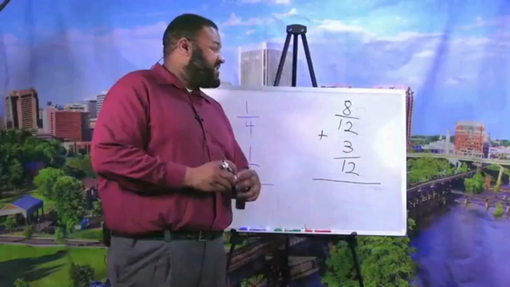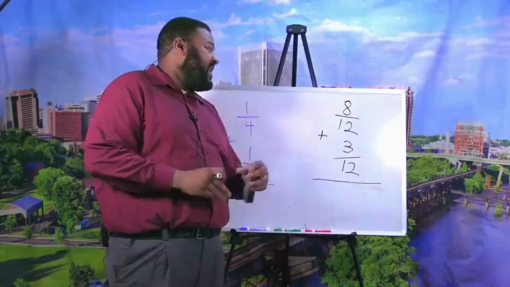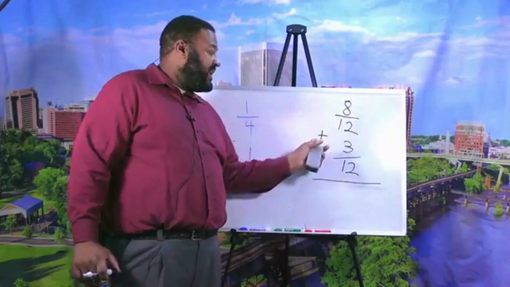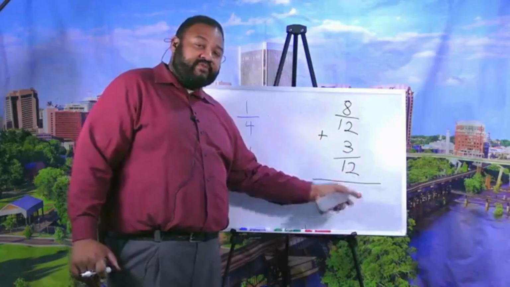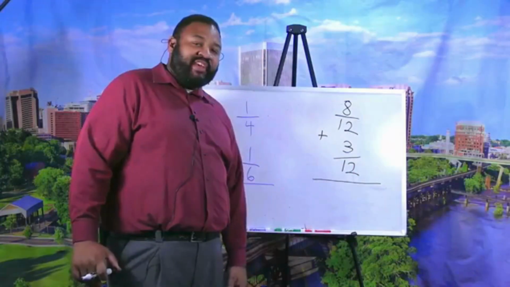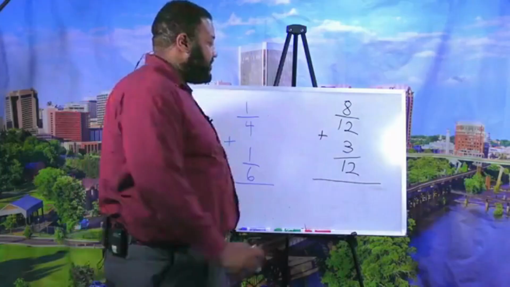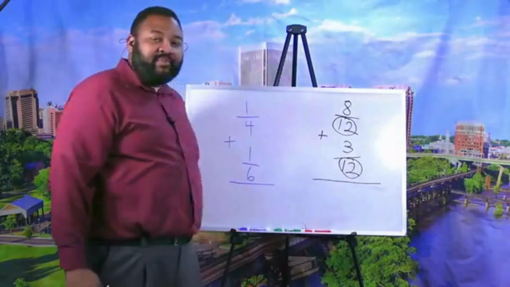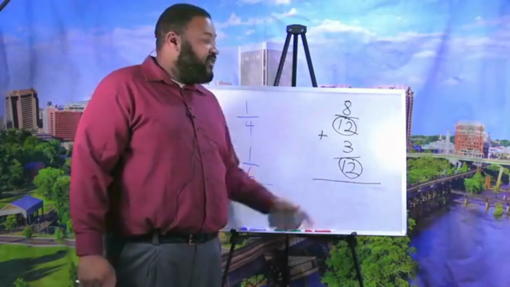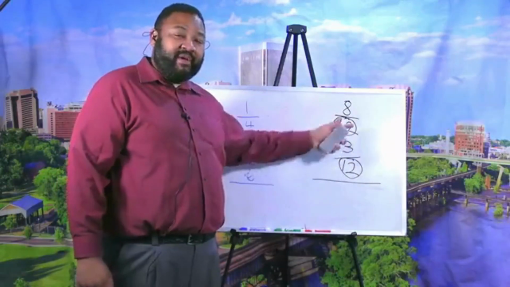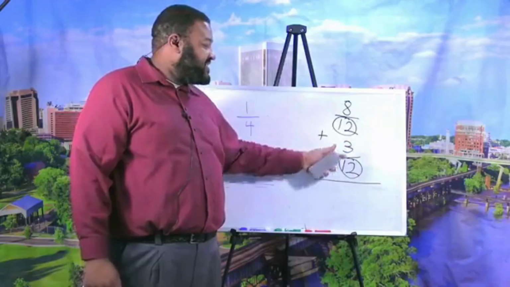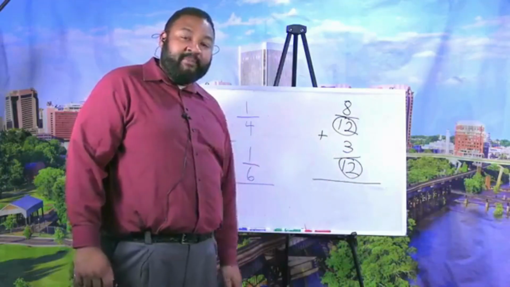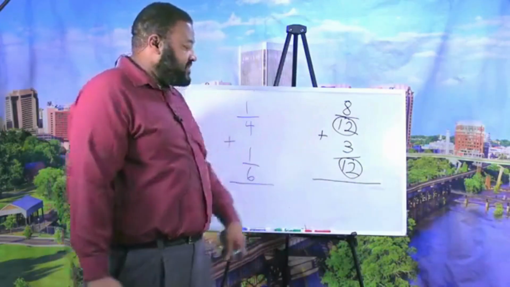For those that are watching and writing things down, very simple. I have 8/12 plus 3/12. Once again, what am I looking at? I'm looking at my denominators. I've circled my denominators. Both of my denominators are now the same. Since both of my denominators are the same, guess what I'm going to do? I'm just going to bring it down.